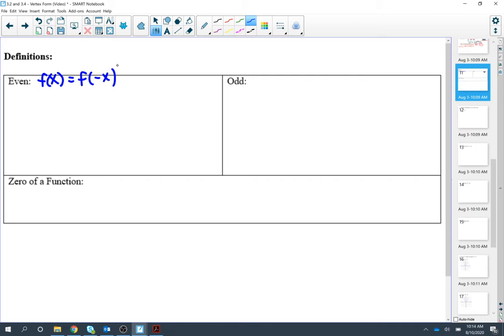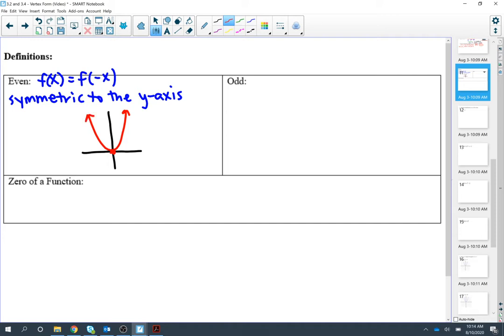Now, what that means graphically is your graph is going to be symmetric to the y-axis. So a good example of an even function is our quadratic function. If I have my x and y-axis, my vertex is on 0, 0, there's my quadratic function. It's symmetric to the y-axis right there, that's your axis of symmetry. It cuts it in half, so you can fold it over that y-axis and it's going to land right on top of each other. So if you have a graph that folds right over the y-axis, that's going to be an even function.